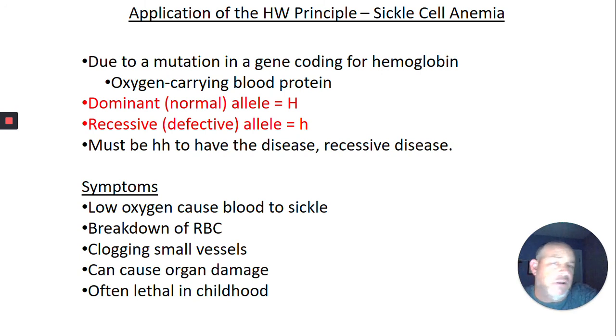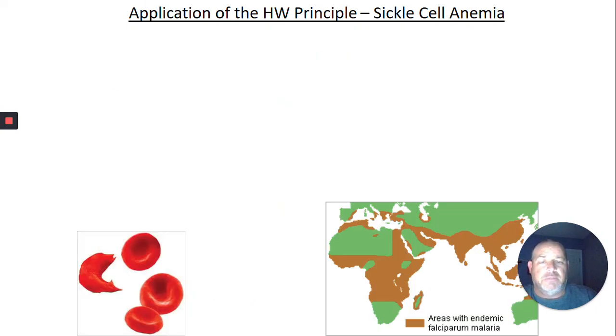Symptoms down here below, lots of problems. Low oxygen, so the blood sickles. It looks like a crescent moon. Breakdown of red blood cells. The crescent moon shaped things will form clots, which is not great. It could cause organ damage and can be lethal in children.